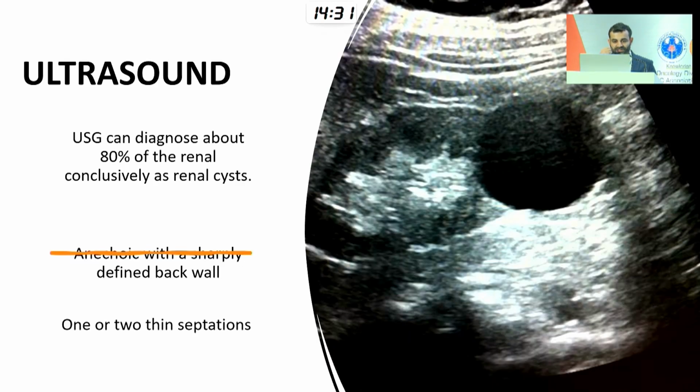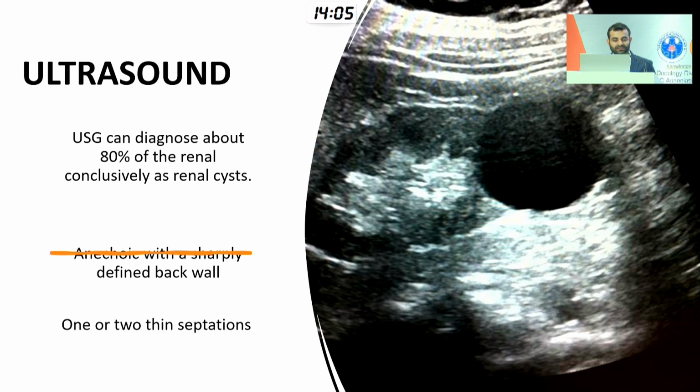The first investigation, more or less, that the patient comes with is the ultrasound, and ultrasound is itself a very good investigation. It can diagnose about 80% of patients with renal masses conclusively as simple renal cysts. So what are the characteristics of simple renal cysts? They have very specific characteristics.